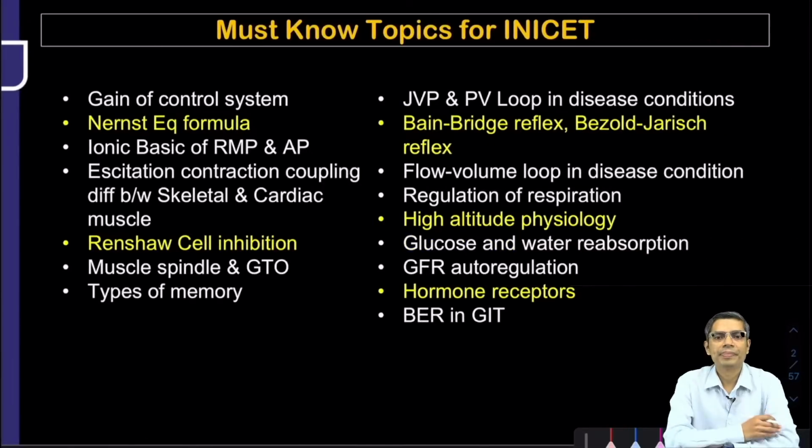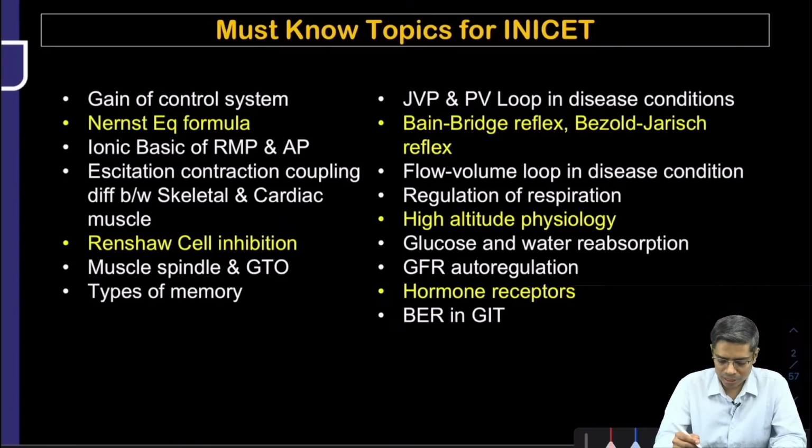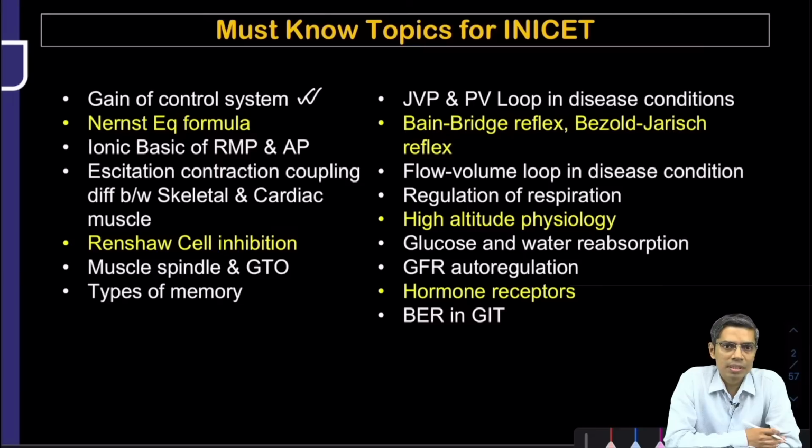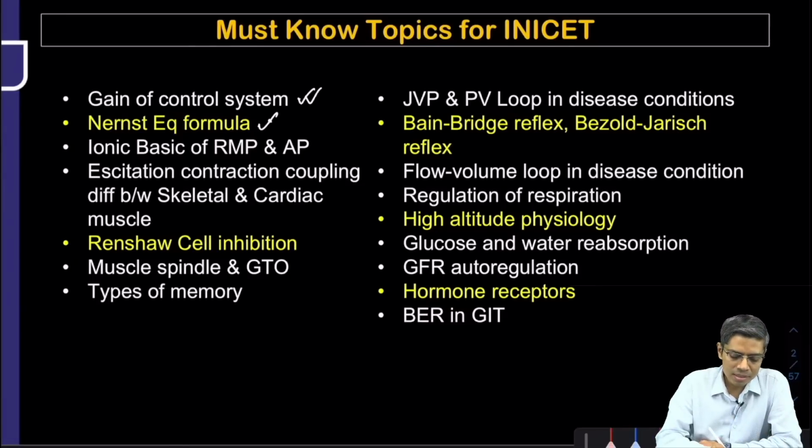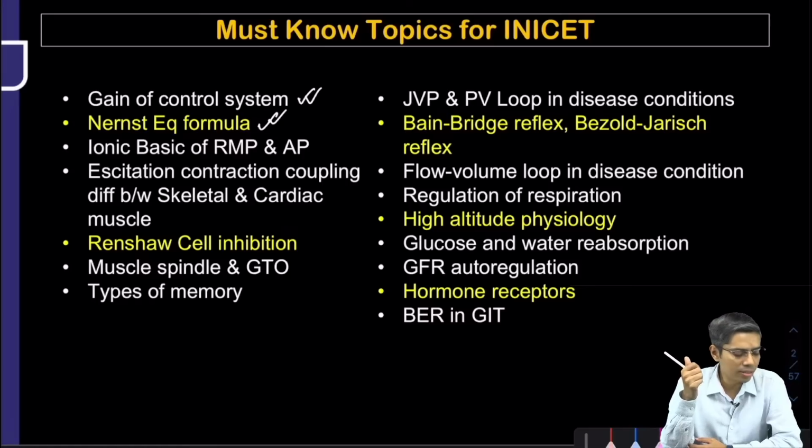Now, before starting, here are the important topics for the INI-CET examination, or I should say these are the must-know topics. You have to read at least this many topics for physiology. First of all, whenever you are looking at the gain of the control system, I hope all of you know that in AIIMS a gain calculation problem will be given, so you must look at the formula of gain and how it is calculated. Second is the Nernst equation formula, where different concentrations of ions will be given, and depending on that concentration you have to calculate the Nernst potential of the different ions. So, you have to remember the whole Nernst equation.